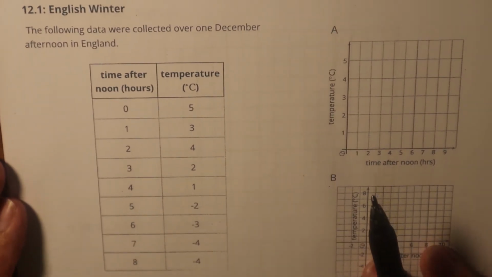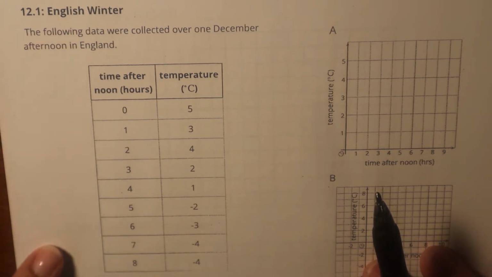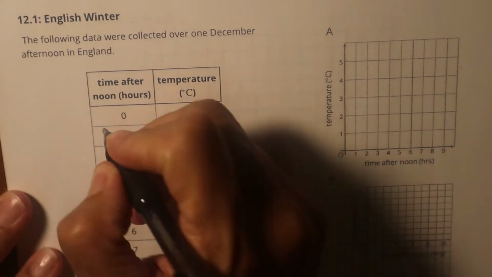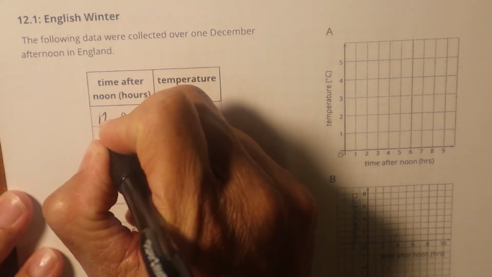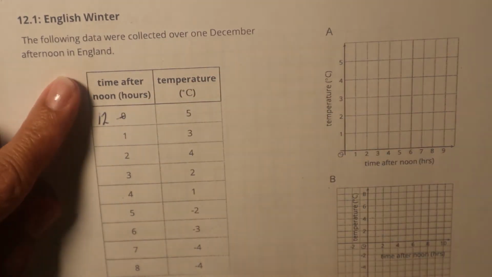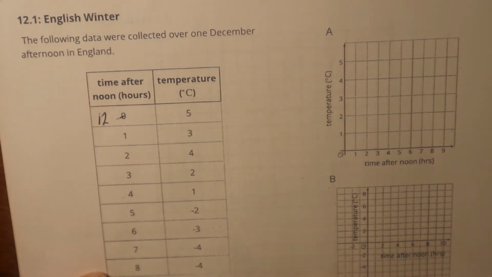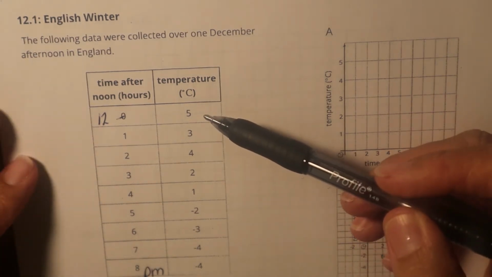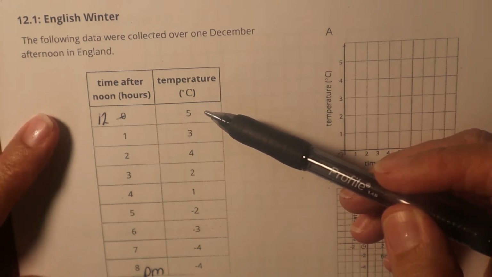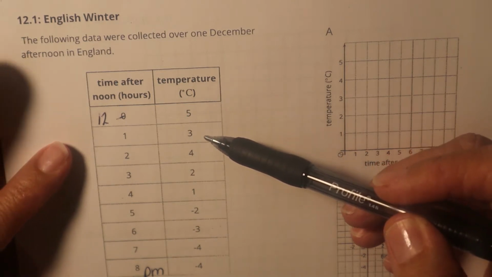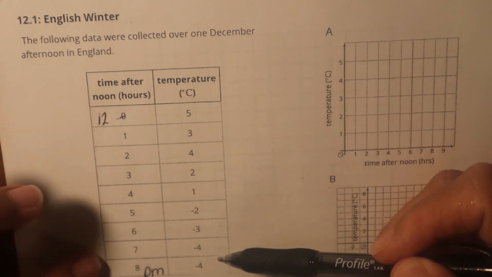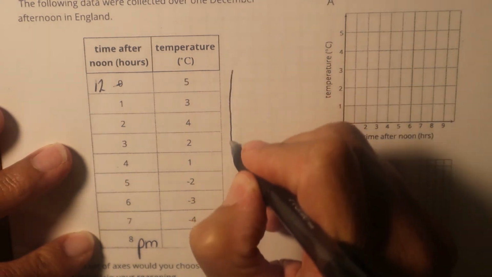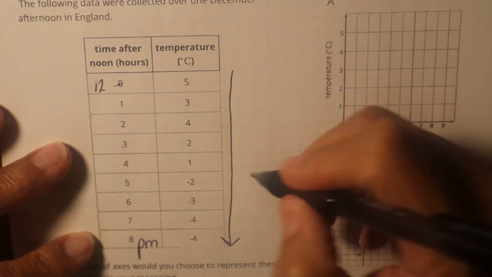English winter. You can see that the following data was collected over one December afternoon in England. It's going to start at noon, and I don't like that it's a 0, so I'm going to make this noon, so 12 o'clock, and then 1 o'clock, 2 o'clock, all the way down to 8 p.m. These are the temperatures. You can see that it starts at 5. The temperature is 5 degrees Celsius at noon, but as the day goes on, at about 8 p.m., the temperature has dropped all the way to -4. So hopefully you've noticed there's been a decrease.